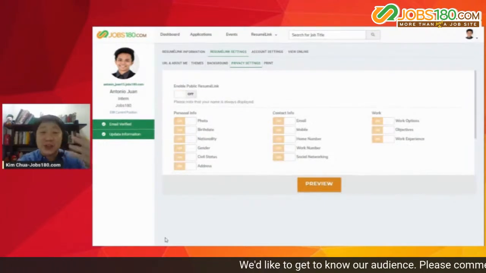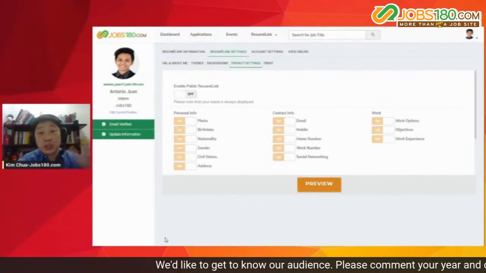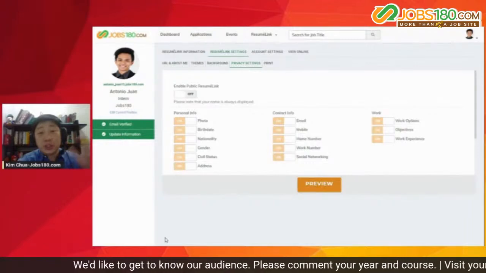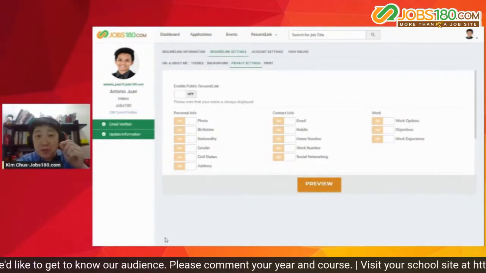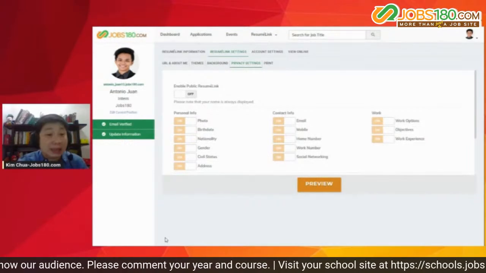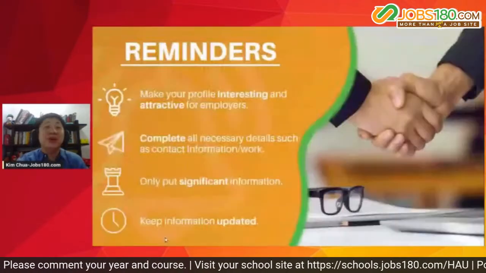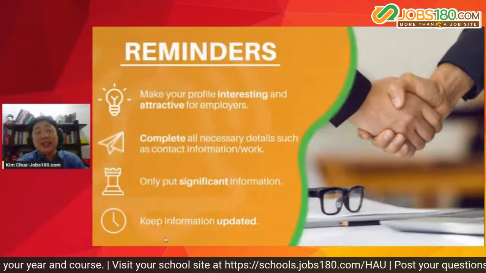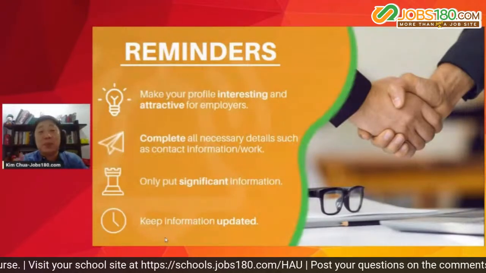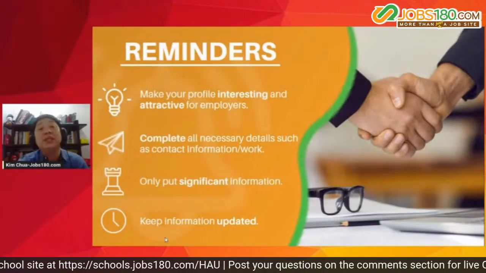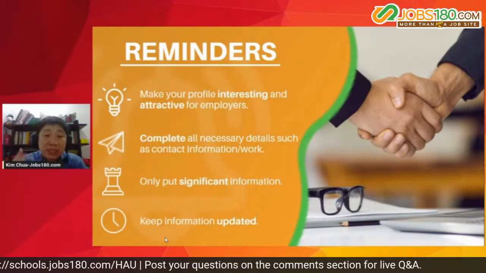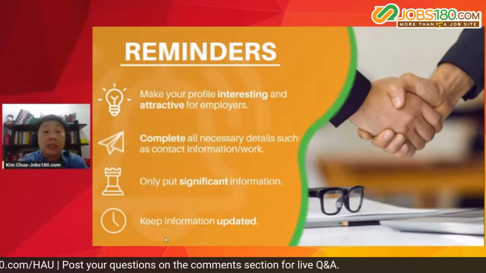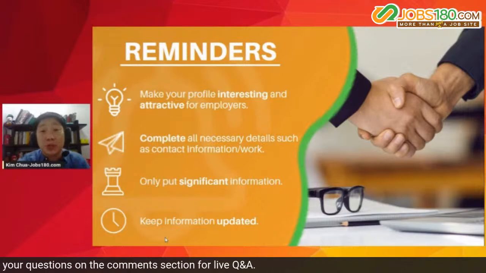Diba? So, depende na sa inyo kung ano gusto mo i-on or i-off. If you want to turn off everything, then okay lang. You can just turn off the button. Enable public resume link, off. Wala nang lalabas sa public. Kahit na anong information. Okay? So, yan ang re-remind ko sa inyo. This, the second step is for you to complete the information. And in doing so, please make sure that your profile is interesting, diba? Yung information mo kompleto at updated ang details nyo para mabilis kayo makontak ng mga HR.